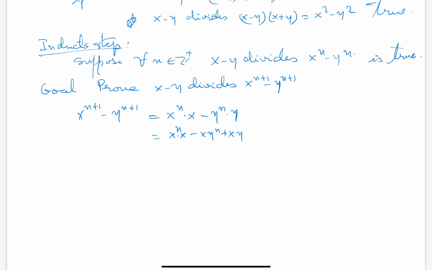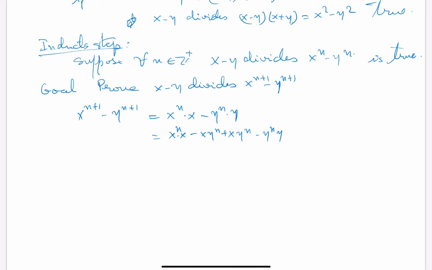x y to the n minus y to the n y. I didn't change anything here. I just add and subtract this one. Okay, and nothing changed. This one is just 0. It won't affect the expression. The expression is just the same thing here.